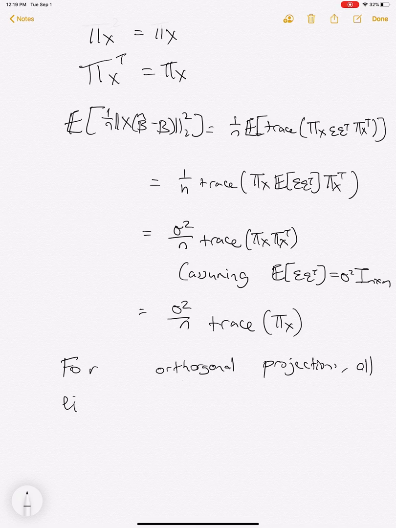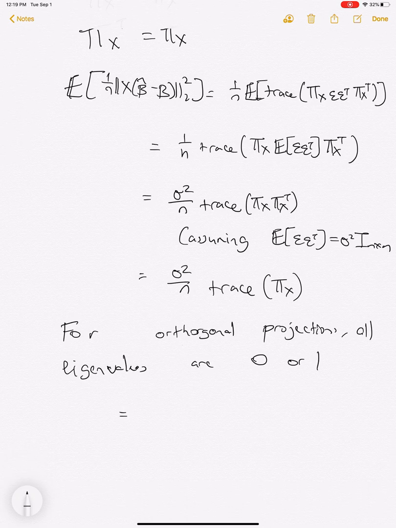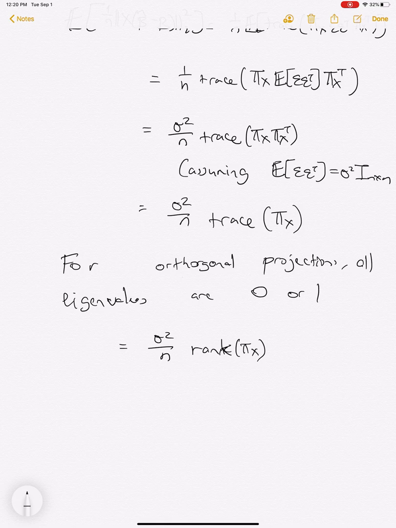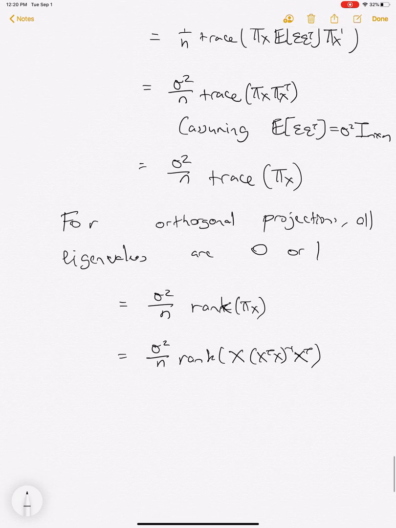all eigenvalues are either 0 or 1. So that basically means that the trace here is just going to be the rank, because you're just going to count all the non-zero eigenvalues. If you sum up numbers that are either 0 or 1, you just have to count the number of ones, and that corresponds exactly to the rank. And so what's the rank? You can actually just show that it equals the rank of x.